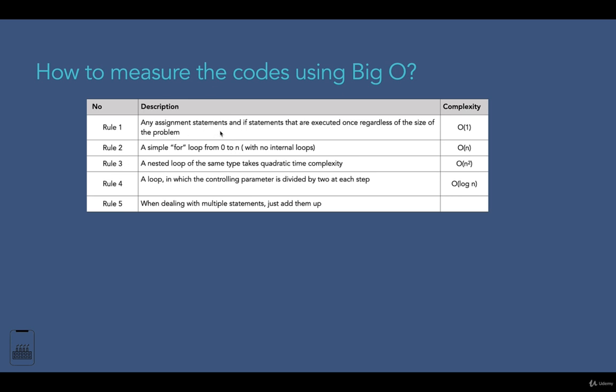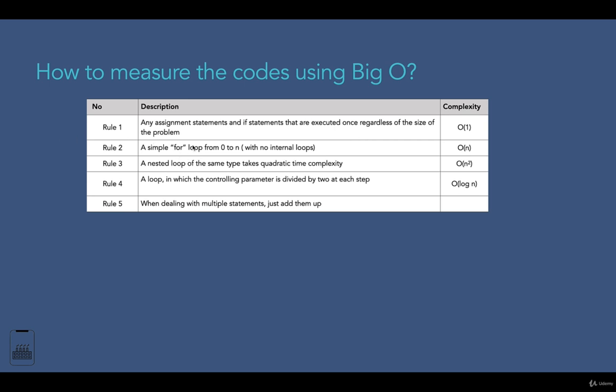So the first rule is any assignments or if statements that are executed once, regardless of size of the problem, will take O(1) time complexity. So this means that if we are doing an assignment in our codes and if you write if conditions, the time complexity for these expressions will be O(1).